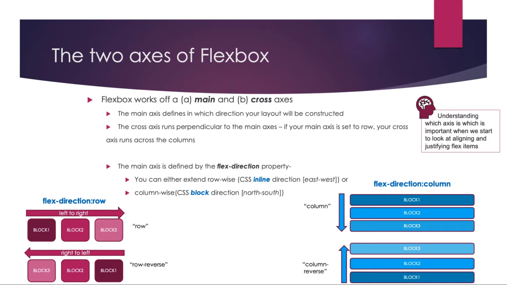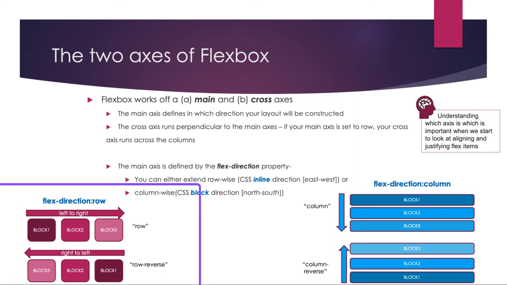Flex items are those things that come inside of a flex container. More about that in a minute. The main axis is defined by the flex direction property. So you can either extend row-wise, so that's CSS inline direction, east to west, west to east, or column-wise. That would be the block direction, north to south, south to north. Those things will only make sense to you if you already know those terms or if you followed along with us up until this 5th class.